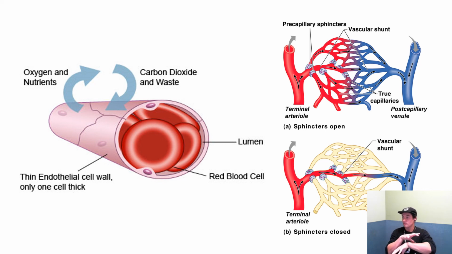So if you think about being cold, those sphincters will shut off the capillaries so that blood flow is limited to your skin when you're trying to keep yourself warm. If cells are demanding oxygen, then those will open up and allow blood flow to happen to those cells that require more oxygen.